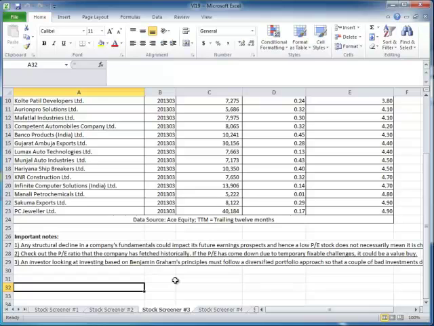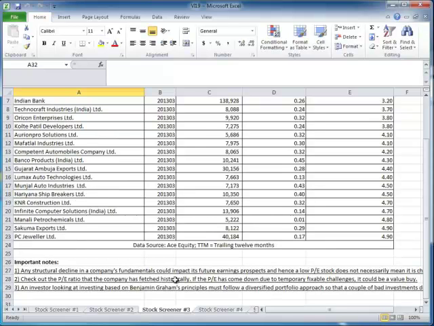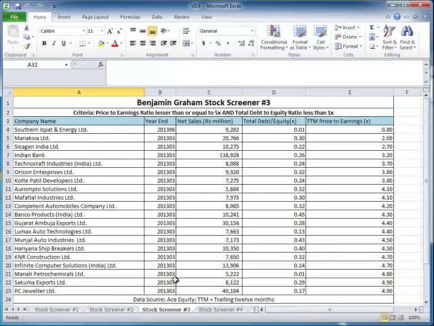And once again, the same note as we had before, that if we're looking at investing based on Benjamin Graham's principles, we have to follow a diversified portfolio approach so that a couple of losses don't hurt us. Okay, let's now go back into the PowerPoint.